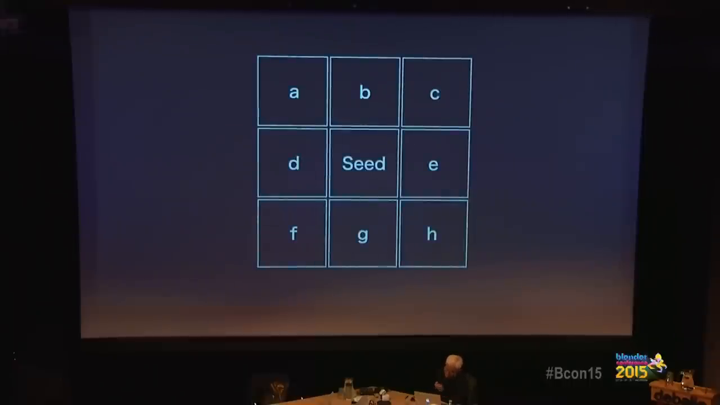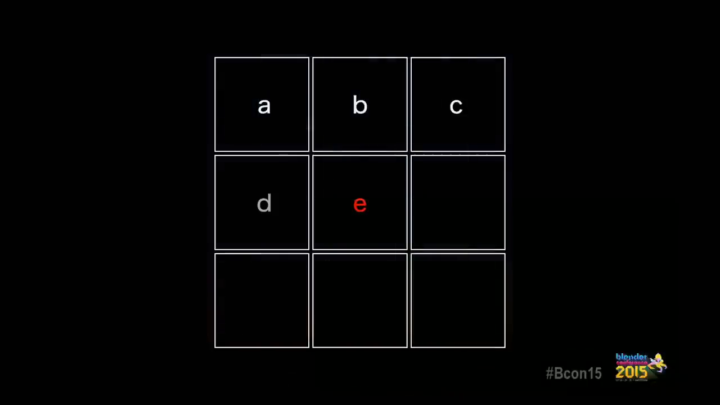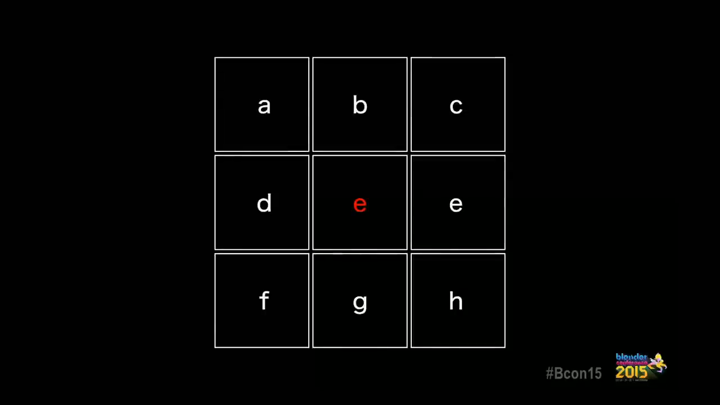And this is an image of the screen. The center is C, and A to H are variations. This one means select E, and next A, B, C, D, E, F, G, H. Okay. Demo.